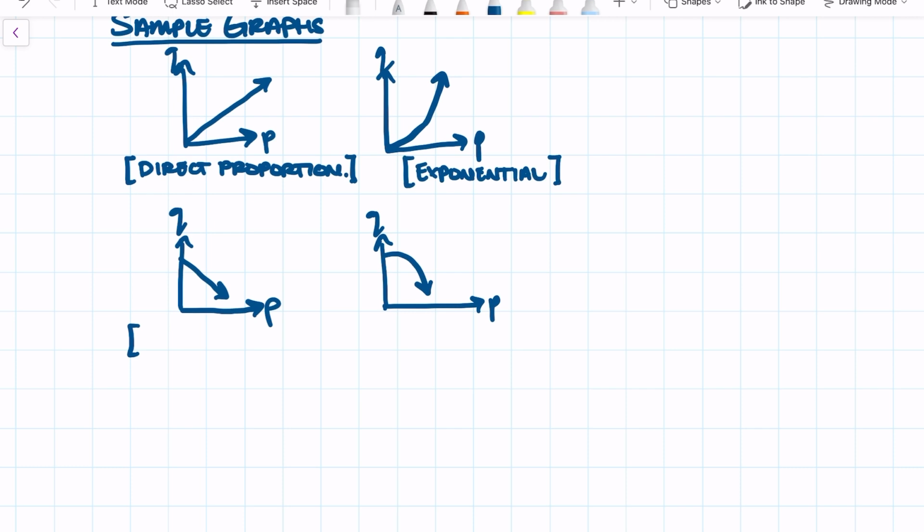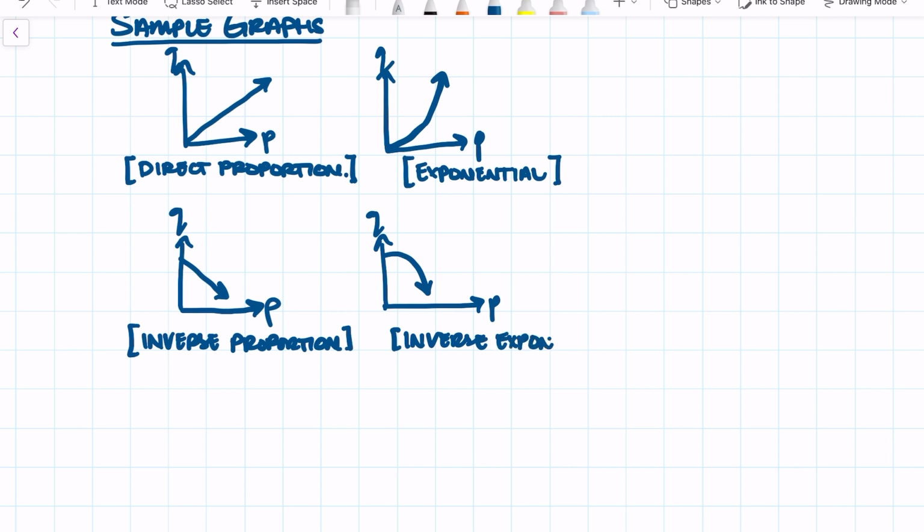The next one right here, this is not a direct proportion. It looks like it, but it's not. And this is what we will learn eventually as an inverse proportion. And the next one here, this is generally also an exponential, but we could also just say inverse exponential. For now, we're going to write it this way.